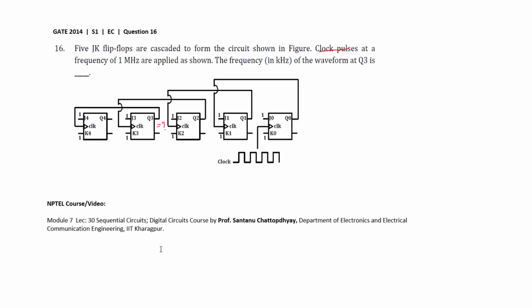So the frequency at Q3 is the clock frequency divided by 16. The clock frequency is given as 1 megahertz, and that divided by 16 gives 62.5 kilohertz. The frequency of the waveform Q3 in kilohertz is 62.5 kilohertz.